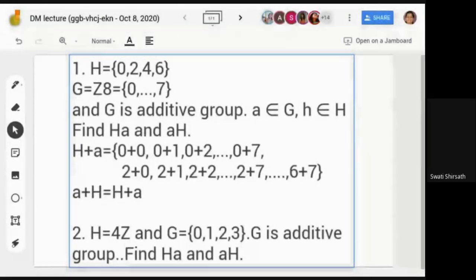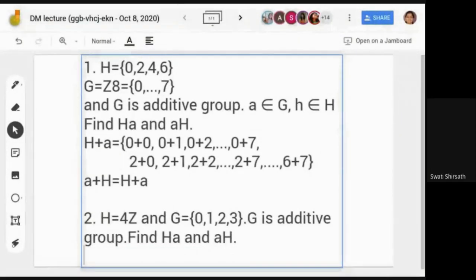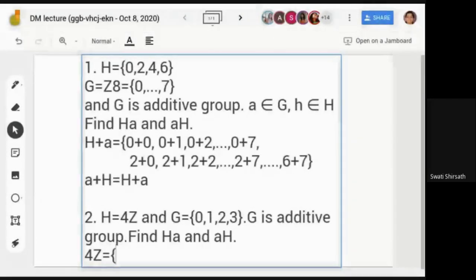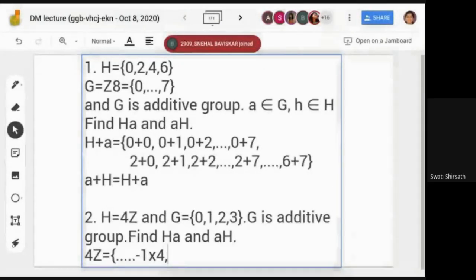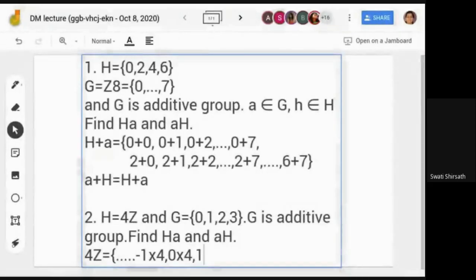How will 4Z look for all of you? 4Z is minus 1 into 4, 0 into 4, 1 into 4, or you can say 4 into 1. Then, I better write 4 into 2 or something like that.